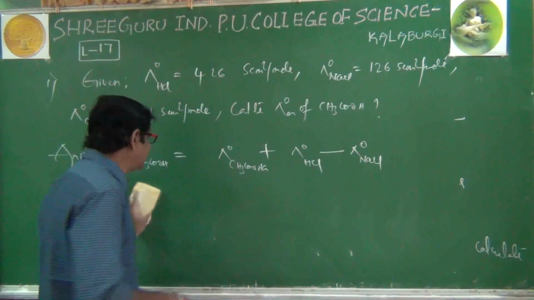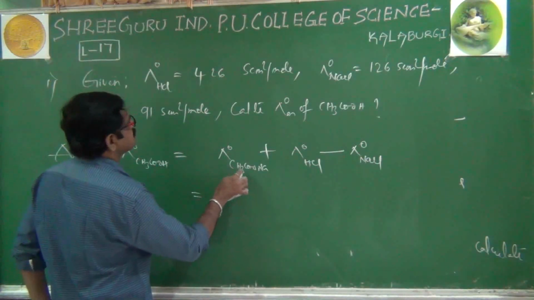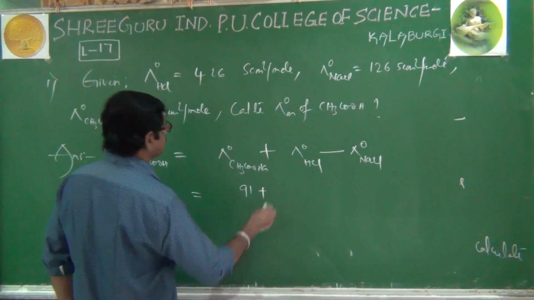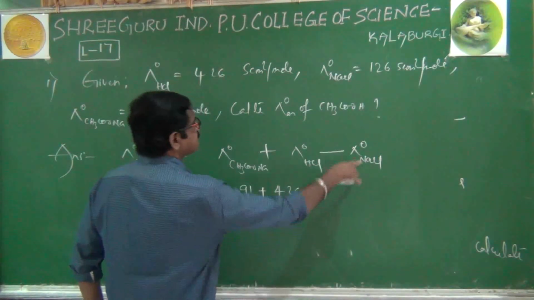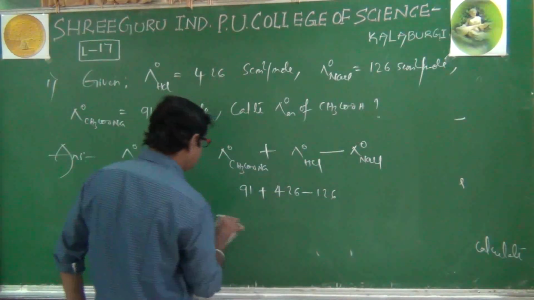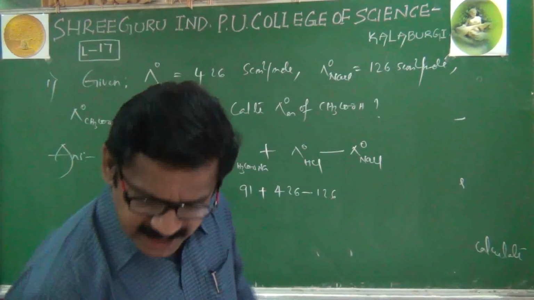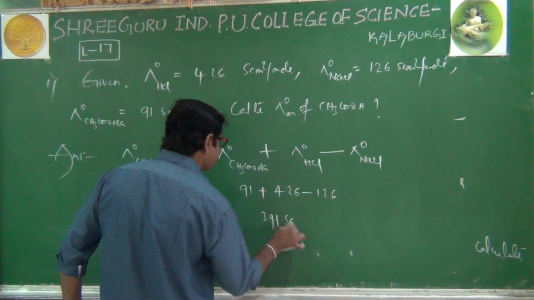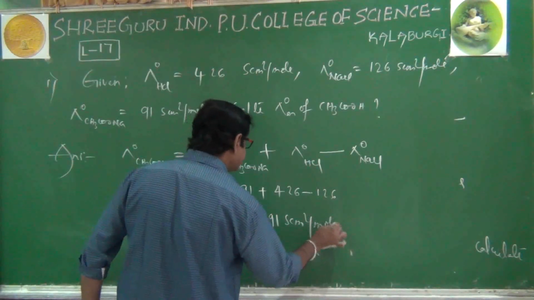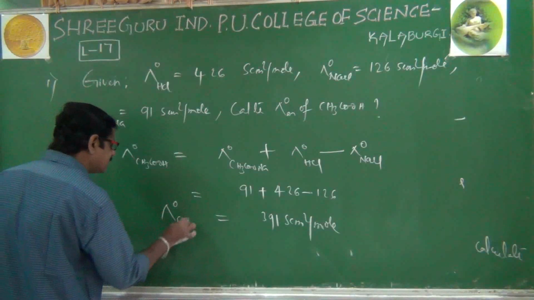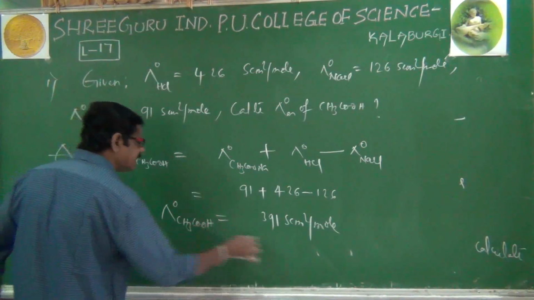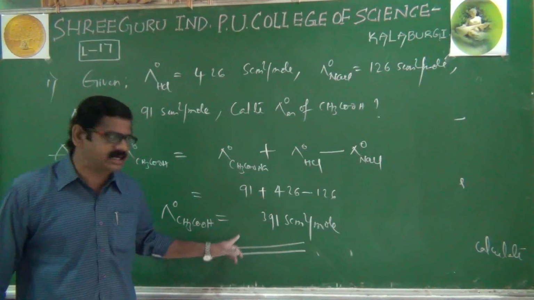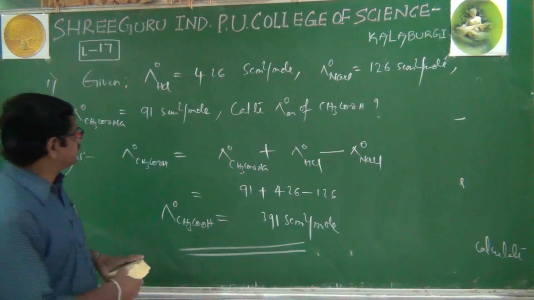Now we'll just substitute the values. Sodium acetate value is already given, 91, plus HCl value 426, minus NaCl value 126. If you simplify, you will get 391 Siemens centimeter square per mole. That's it. This is the limiting molar conductance of acetic acid. Weak electrolyte limiting molar conductance we have calculated like this. Next question.